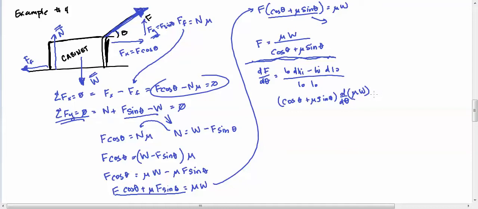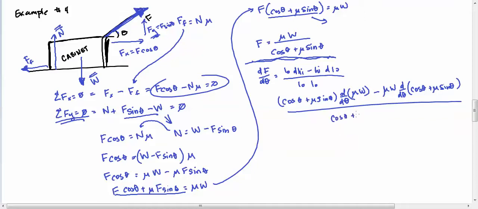All right, and then minus high d low. So that would be high is the mu w times the derivative of the bottom. So that would be cosine of theta plus mu sine of theta, all divided by cosine of theta plus mu sine of theta squared.